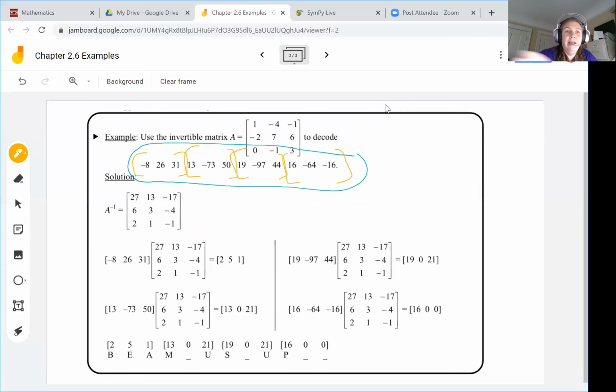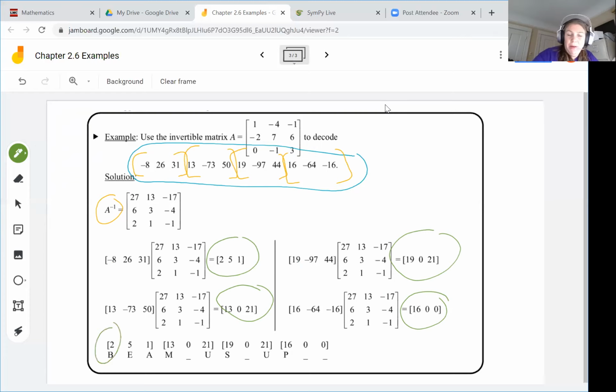And then we start by finding A inverse here. And you could use SymPy or any other computer program to do that. And then we take each chunk, each 1 by 3 row chunk, multiply it by A inverse and get our results here. So here are our string of results. And then we piece them all back together, and then we map each of these results to the corresponding letter in the alphabet. So B is the second letter, E is the fifth letter, A is the first letter. And so we get the familiar message. If you're a Star Trek fan, beam us up.